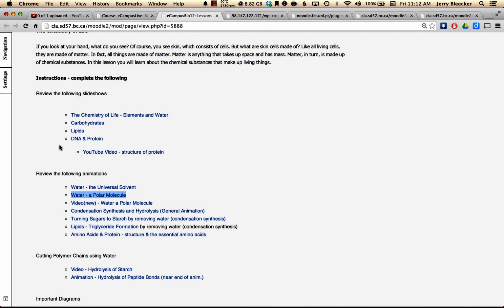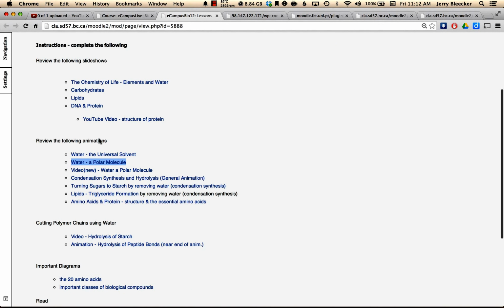We'll look at DNA and what it makes from amino acids, which is protein. And we've got some great animations for you here. Water, the universal solvent. It is a polar molecule. And how water can be used to build things up or synthesize and tear them apart by a process we call hydrolysis, or hydrolysis for short. So we've got a lot to do. Let's get to it.